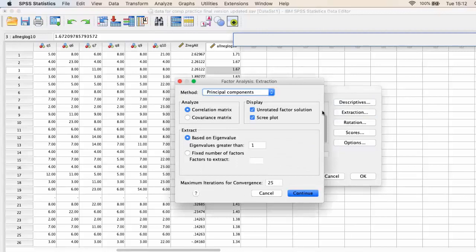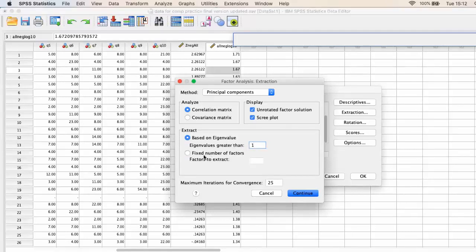You go to extraction, and I don't know if they'll do this, but if they tell you to keep anything greater than a certain eigenvalue, you can mark that right here. So let's say keep all factors above an eigenvalue of 2, which is pretty high. You would just change this to a 2, but the general rule is that you keep this at a 1. So just keep that there.